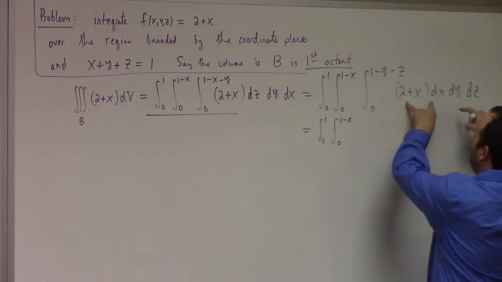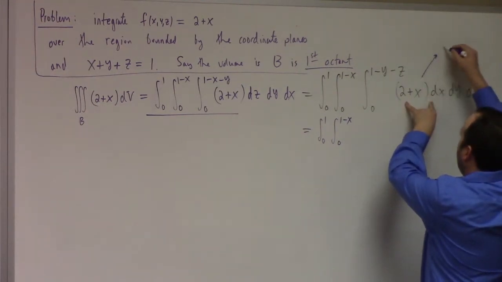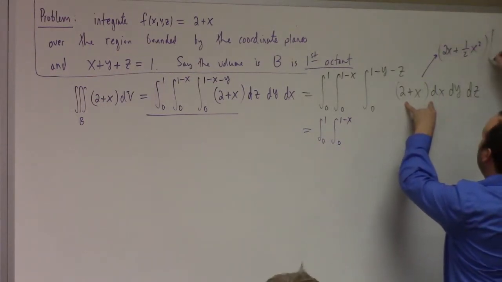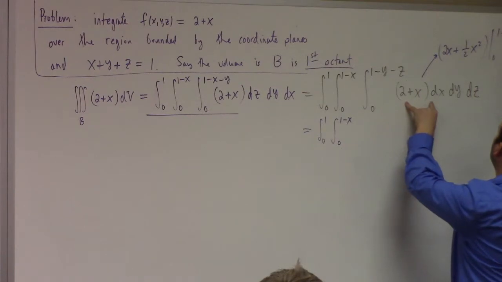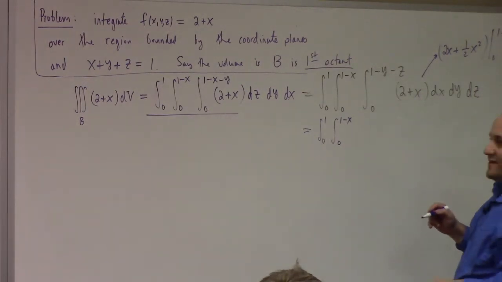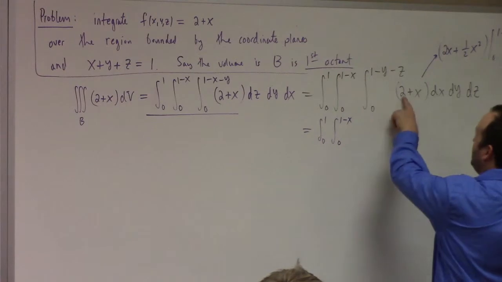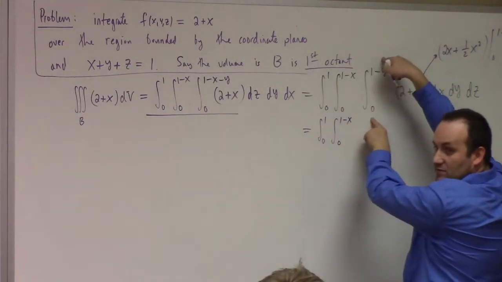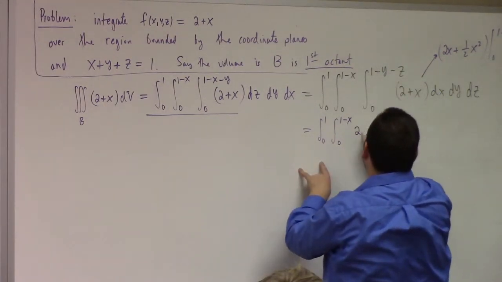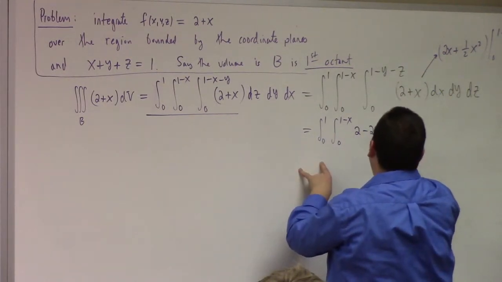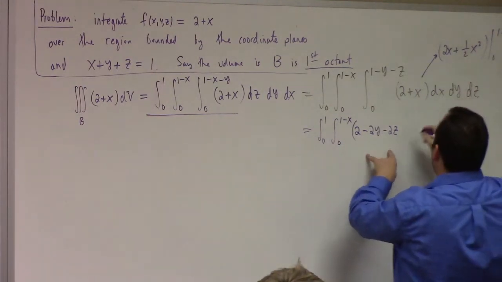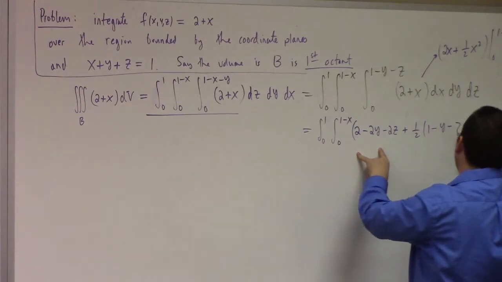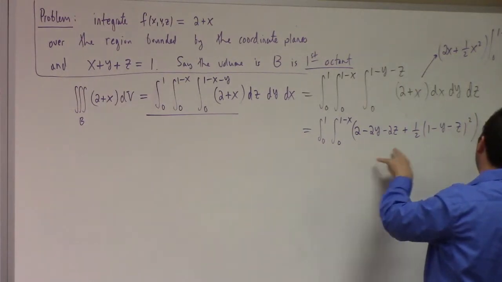Right, well, this would integrate to 2x plus 1/2 x squared, evaluated from 0 to 1, minus y minus z. Here's a cool trick. If you've just got a constant and you're integrating it, it's just the constant times the length of the integration region. So that 2 gives me a 2 minus 2y minus 2z. And then the other piece is just unpleasant. Plus 1/2 times 1 minus y minus z quantity squared, dy dz.